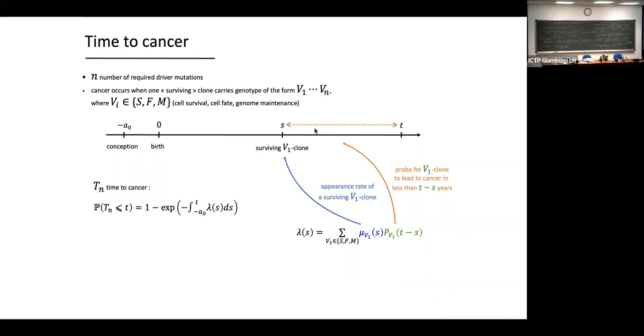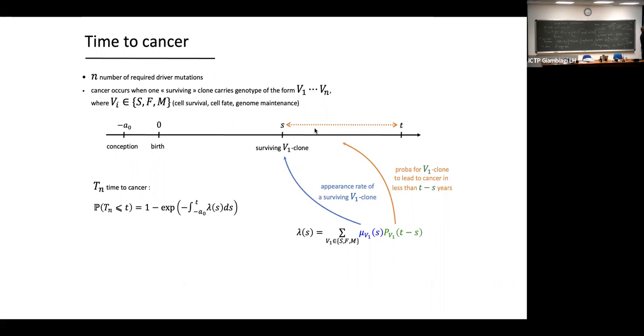So the surviving clone has to have the form V1 to Vn, where n is the number of drivers. So let's say if it's 3, we have V1, V2, V3, where V belongs to one of the 3 types of driver mutation I told you. So the mutations are either increasing cell survival, the CS mutations in the previous slides, or increasing cell fate, switching toward more self-renewal, or genome maintenance, increasing the production of mutations. So V belongs to one of these, and to get to cancer, if you need 3 of those, then you can think about all the possible combinations that can yield the cancer.